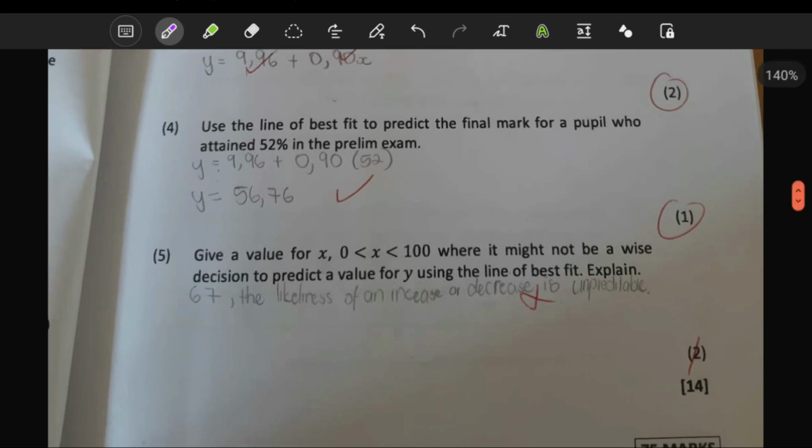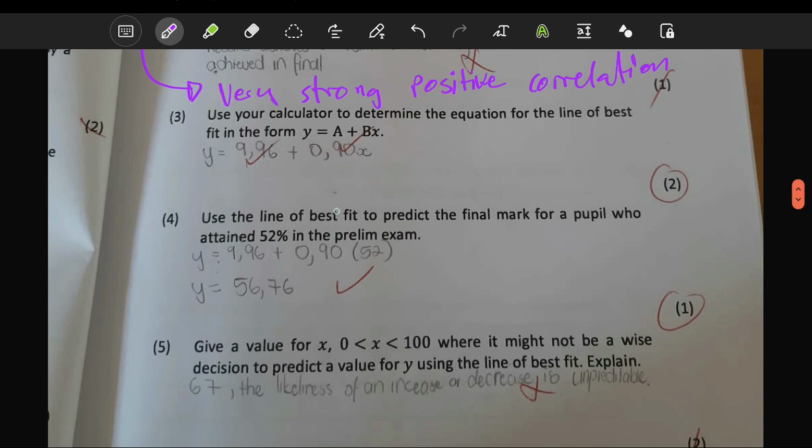Anyways, it says give a value for x between 0 and 100 where it may not be a wise decision to predict a value of y using the line of best fit. Explain. This question is quite hard, eh? So anyways, between 0 and 100, this equation, you should always remember, almost gives you an idea of somewhat a straight line graph.